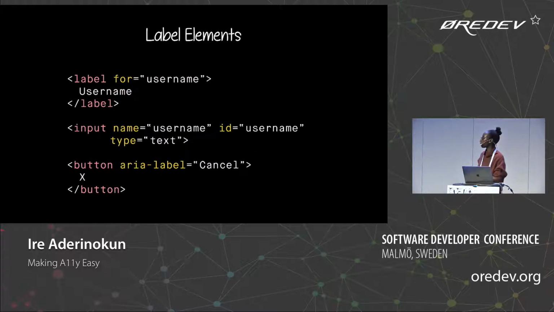And also really important is labeling elements. So wherever you have any kind of input or a button, making sure it has an actual label. So even as you can see with the button, even if you want the button to just have an X or an emoji or something, also providing an accessible label via an attribute like ARIA label.